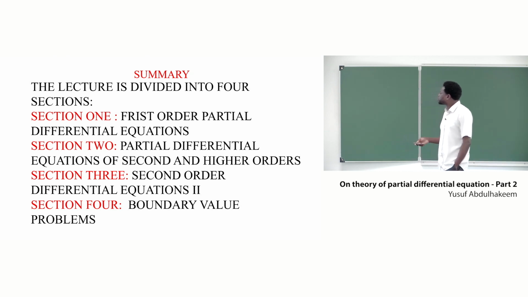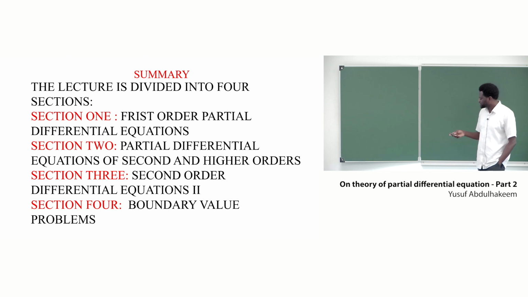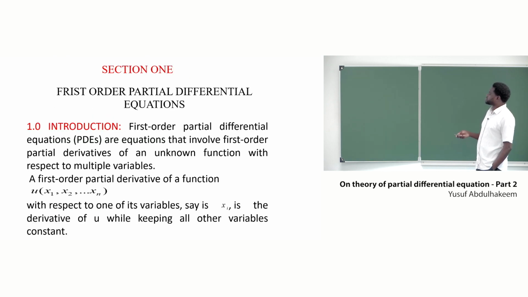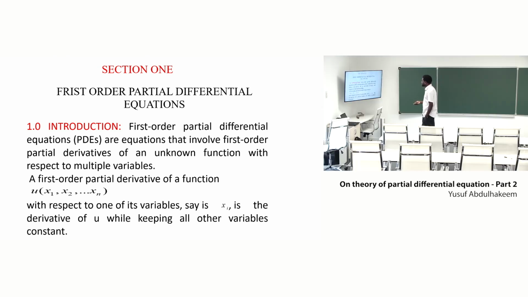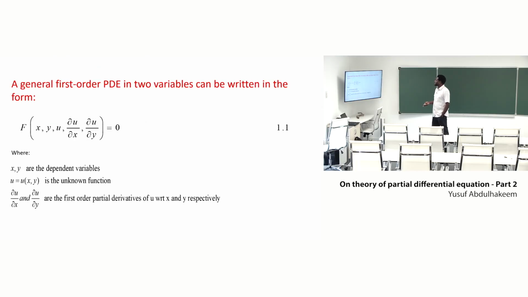In section 1, which is our first order partial differential equations, we looked at the introduction, where we explained what we understand by the dependent variable, the independent variables, and the derivatives, which are the components that make up the differential equation. We say that the u that appears here is the unknown function, and these are the derivatives.